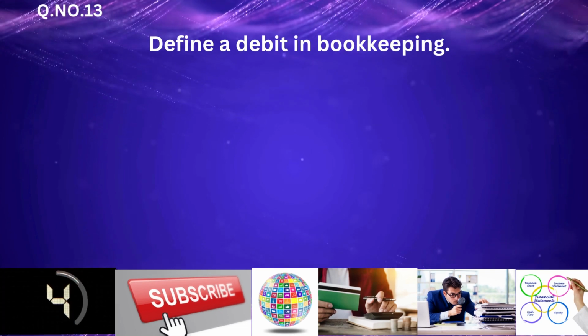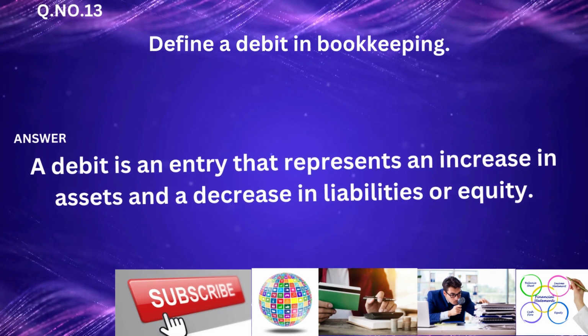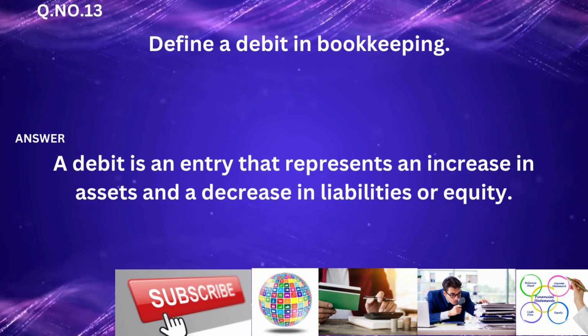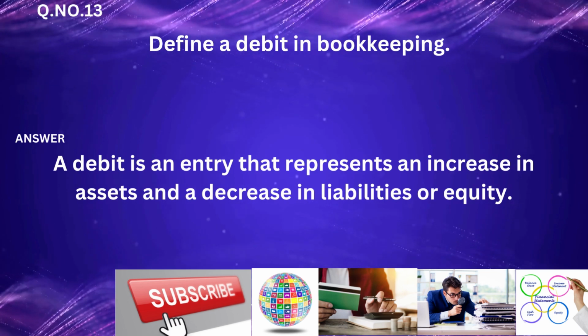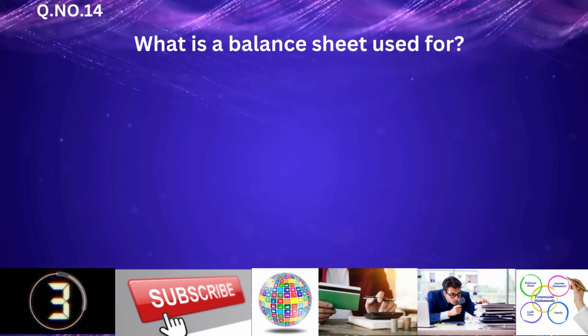Question 17. Define accounts payable. Answer. Accounts payable are the amounts a business owes to its creditors. Question 18. What are accounts receivable? Answer. Accounts receivable are amounts that others owe to a business.